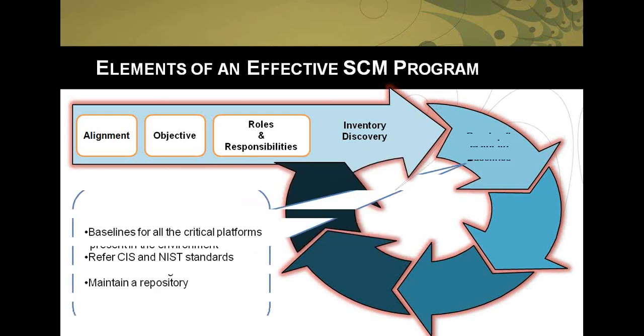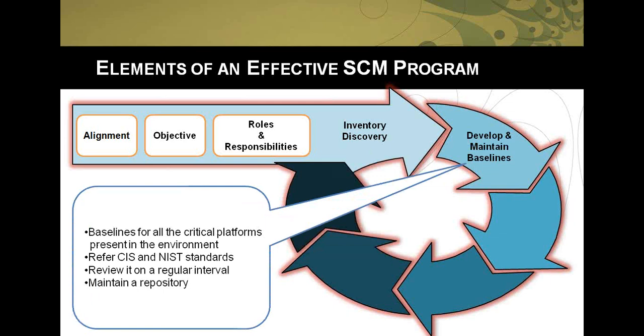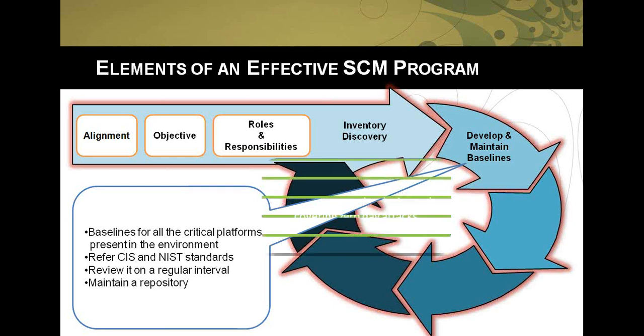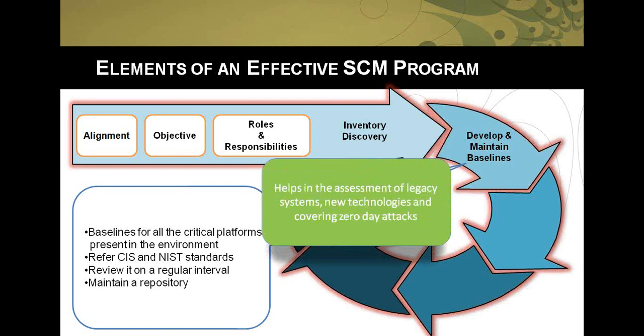Develop and maintain baselines. In this phase, the main objective is to make a list of unique platforms identified during the inventory discovery phase and create the baselines for the platforms if they are not already present. During this exercise, CIS and NIST standards are verified. If a configuration audit tool like Qualys, Nessus, etc. has been procured by your organization, then its policy should be customized to suit the organization's requirements.